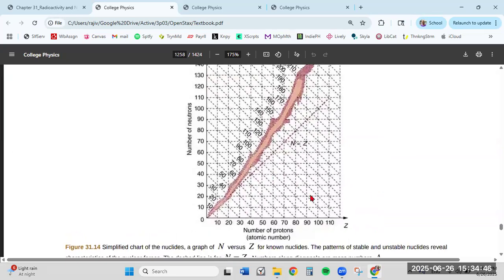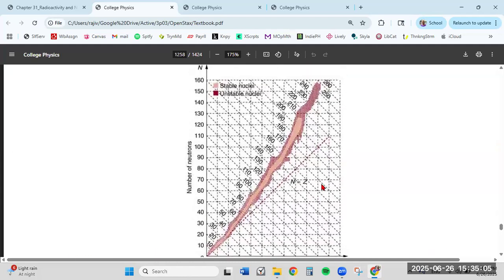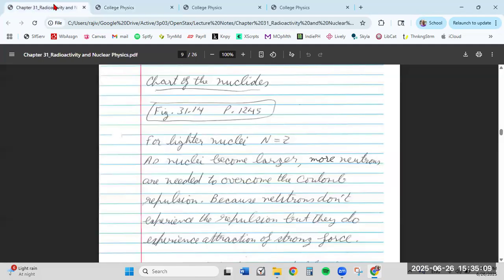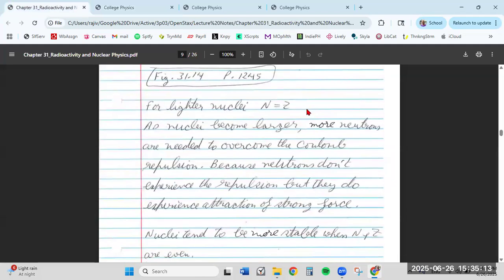For small nuclei, we see that the number of neutrons and the number of protons are about the same. But as you get to larger and larger nuclei, heavier nuclei, the number of neutrons starts to exceed the number of protons. And this has to do with the stability of the nuclei. So for lighter nuclei, N is equal to Z.